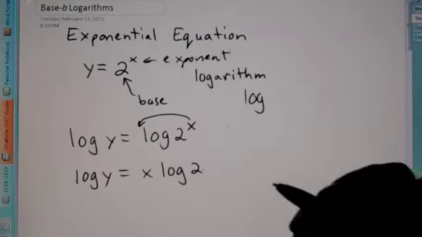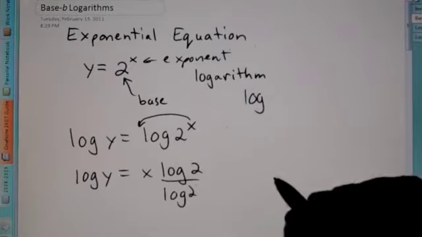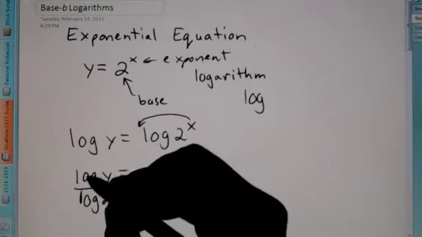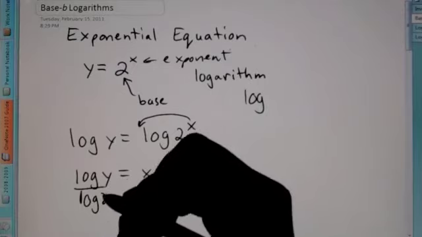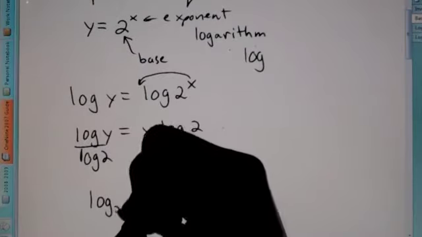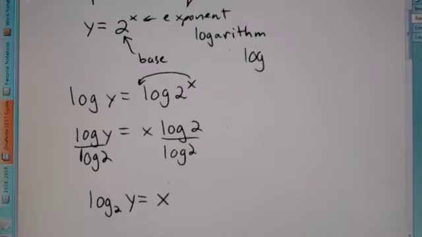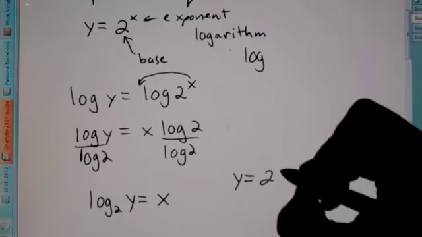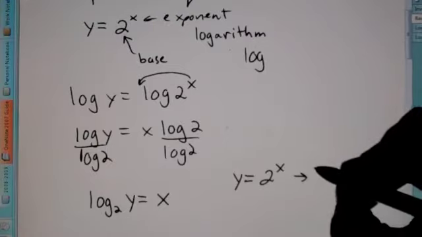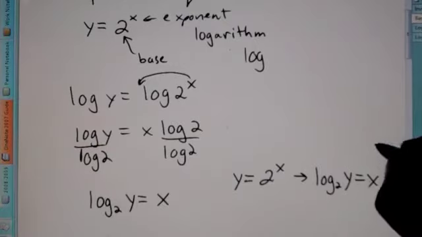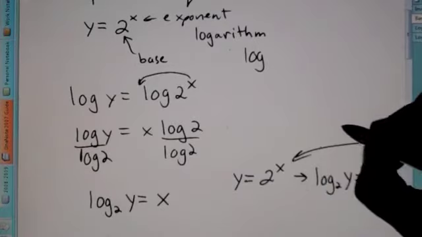Again, this is just going through the proof so that you don't have to do the proof every time. So we have log 2. Now the rule with logs is that you have one log divided by another log. 2 becomes our base. So what we can write is log with the base of 2 of y is equal to x. So there are two ways of writing our identities here, our equations. We have y is equal to 2 to the x, but we could change this to become log base 2 of y is equal to x. Again, x is our logarithm.